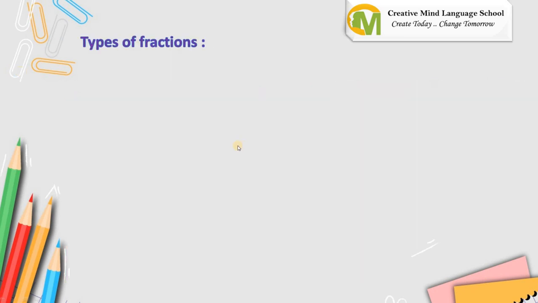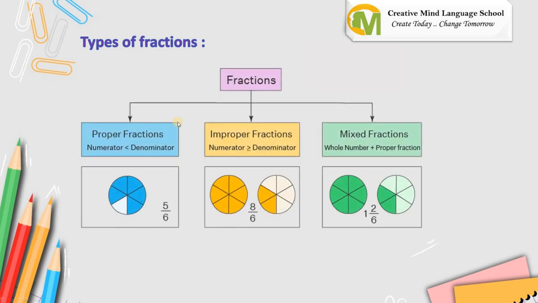And there are many types of fractions. What are the types of fractions? The first, I have proper fractions. When I see the numerator less than the denominator, it's called a proper fraction. Like the example, I have 5 colored parts from 6 parts in total. So I write 5 over 6. I see 5 is less than 6. So, when the numerator is less than the denominator, it's called a proper fraction.